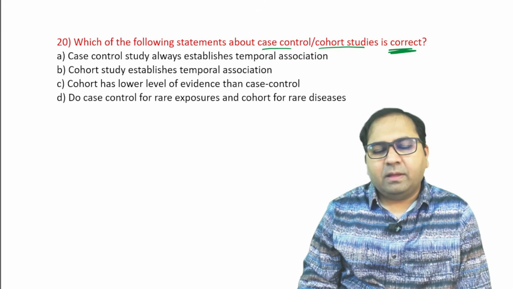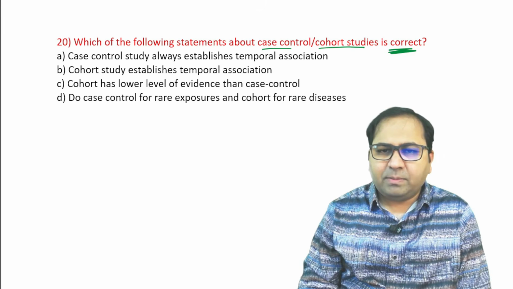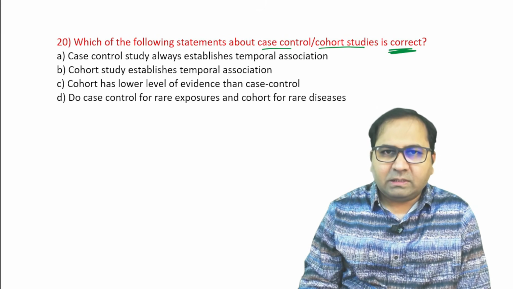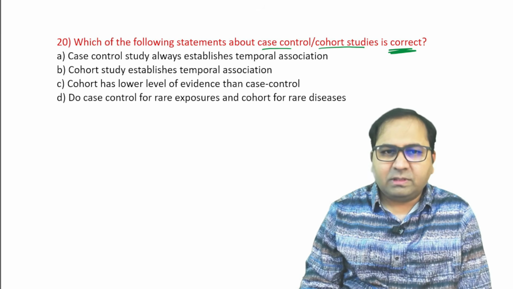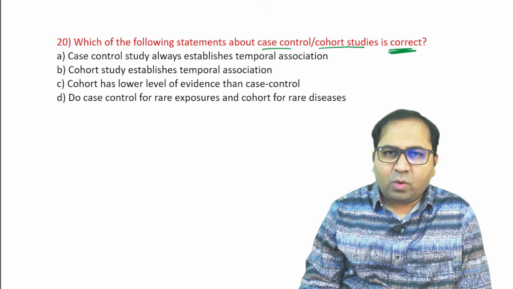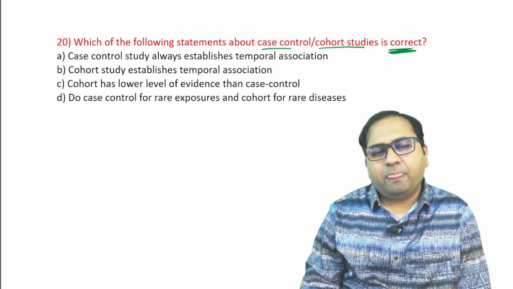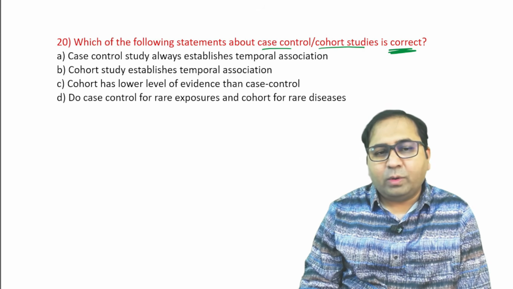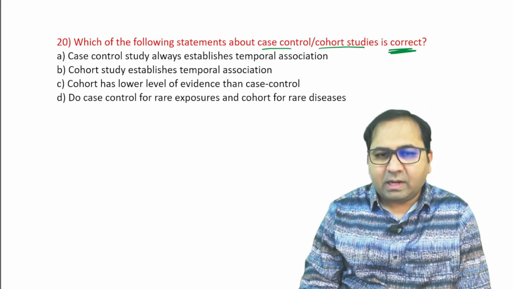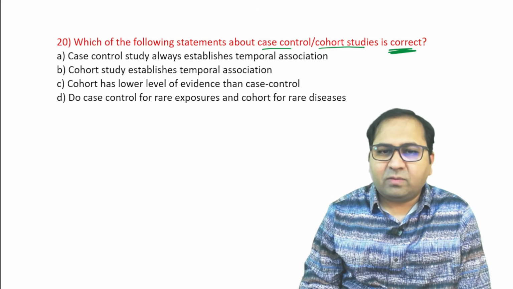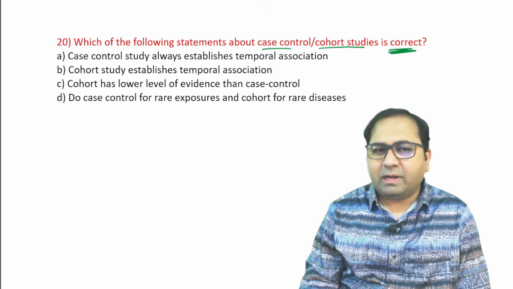Options are A, case control study always establishes temporal association. B, cohort study establishes temporal association. Or C, cohort has lower level of evidence than the case control studies. Or D, case control for rare exposures and cohort for rare diseases.